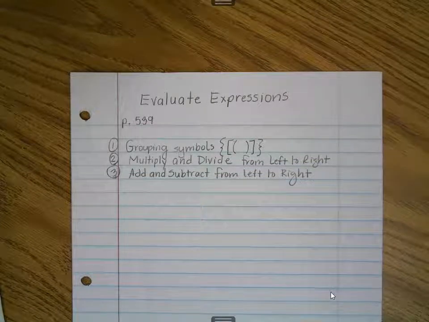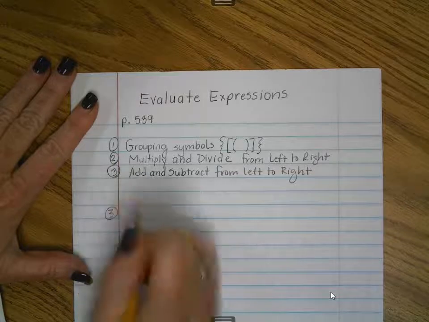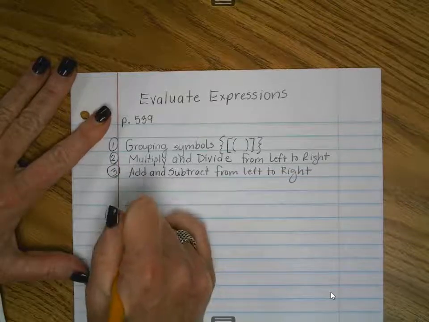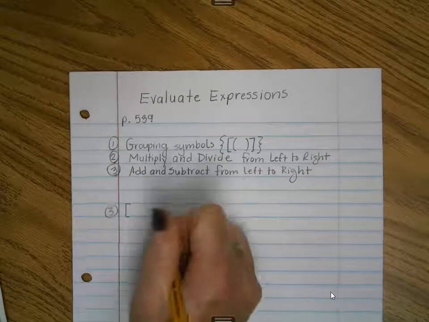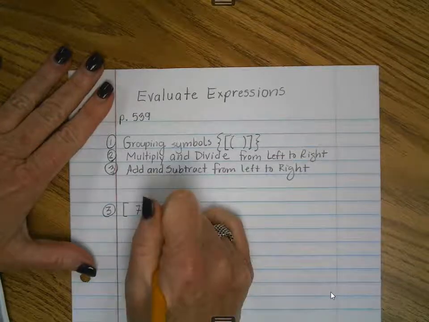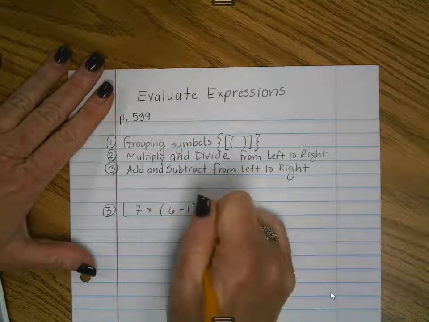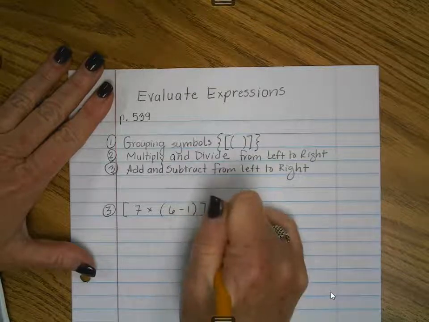So let's start with problem number 3. So problem number 3, we have a left bracket, 7 times, and then we have a left parentheses, 6 minus 1, right parentheses, right bracket, plus 100.